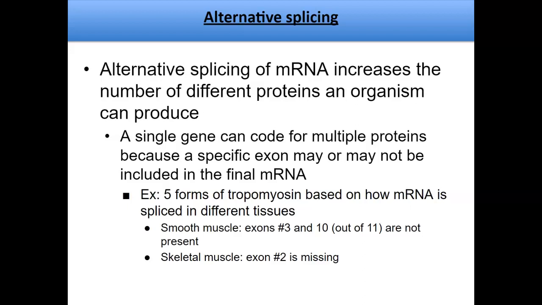This is one of the reasons why you have about 25,000 genes, but your body codes for over 200,000 different types of proteins: alternative splicing mechanisms. So the example here is, there are 5 forms of tropomyosin, which is important in muscle cells. And this is going to be based on these different types of muscle fibers are going to be based on different types of splicing. So if we use only some of the exons, we would get smooth muscle. If we use different exons, we could get skeletal muscle, and so on.